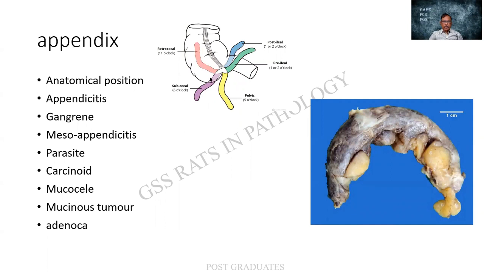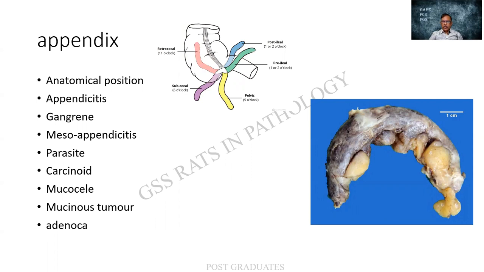Appendix. The positions of the appendix are more challenging to the surgeon than to the pathologist. Anatomical positions are given here. Kindly go through them. Appendicitis, we always give a diagnosis of acute, subacute, or chronic, just to defend our friend the surgeon. In many cases, it is not an inflammation at all.